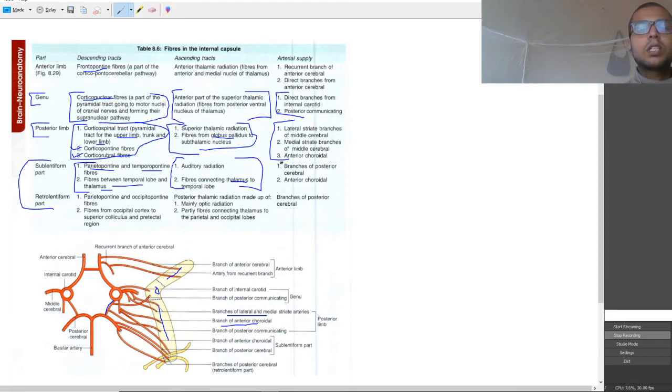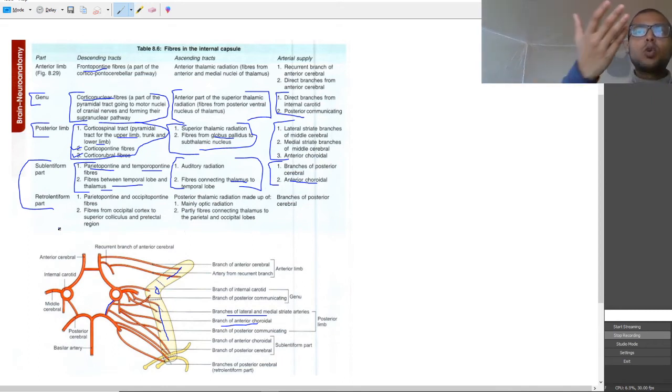Regarding blood supply, this is a branch of the posterior cerebral artery and the anterior choroidal artery. The anterior choroidal artery is also supplying the sublentiform part, and what else is it supplying? The posterior limb. So the posterior limb and sublentiform part are supplied by the anterior choroidal artery.